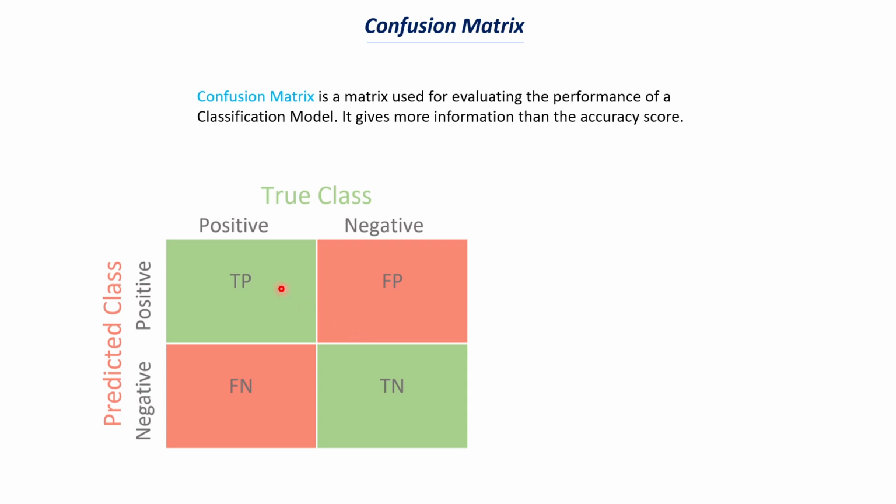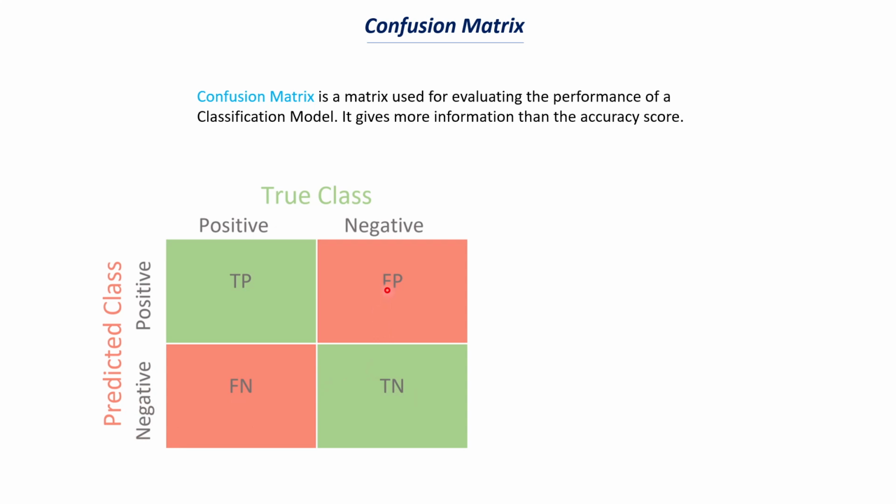So TP means when a person is tested positive for COVID-19 and the model also predicted correctly that they have infection, so it is called a true positive. And what is meant by true negative is that a person doesn't have COVID-19 infection and the model has also predicted correctly that they are negative for COVID-19 infection. So these two are my correct predictions.